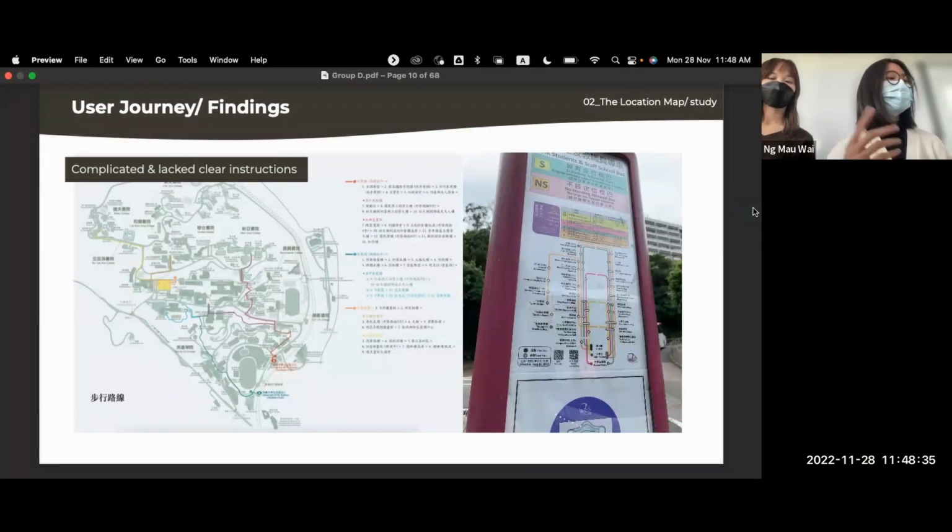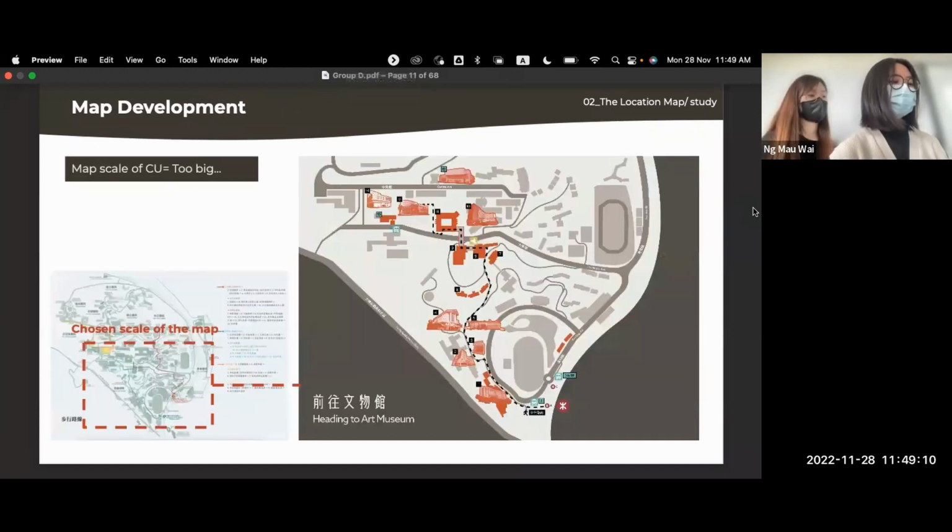So moving on to the design for the location map, we will start explaining our findings from the first user journey. From the first user journey, we tried to visit the art museum based on the provided routes and maps. We found that the location map appears rather complicated because it lacked instructions for each step of the walking route. And as the map covers the whole area of CUHK, it is visually too packed for users. The bus routes were also confusing, as the location of the bus stop was not clearly indicated, and it did not indicate which stop to get off at.